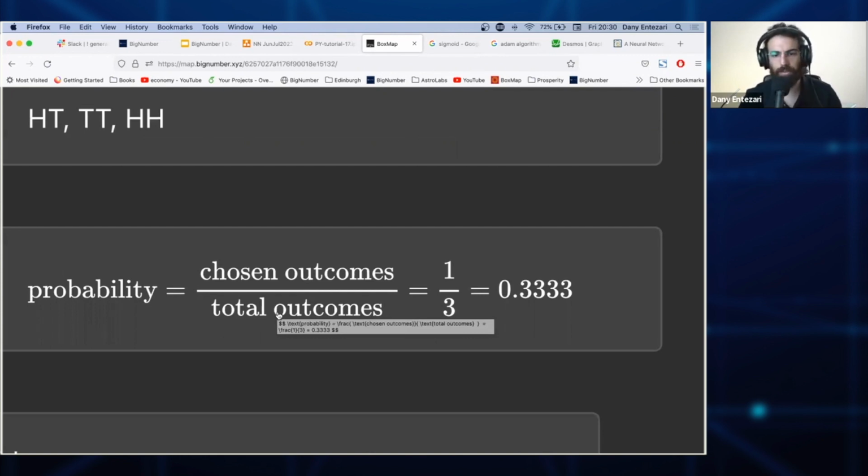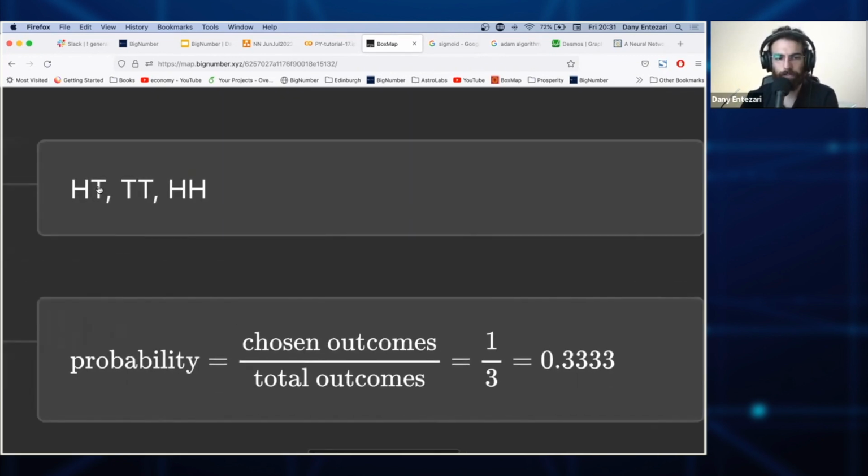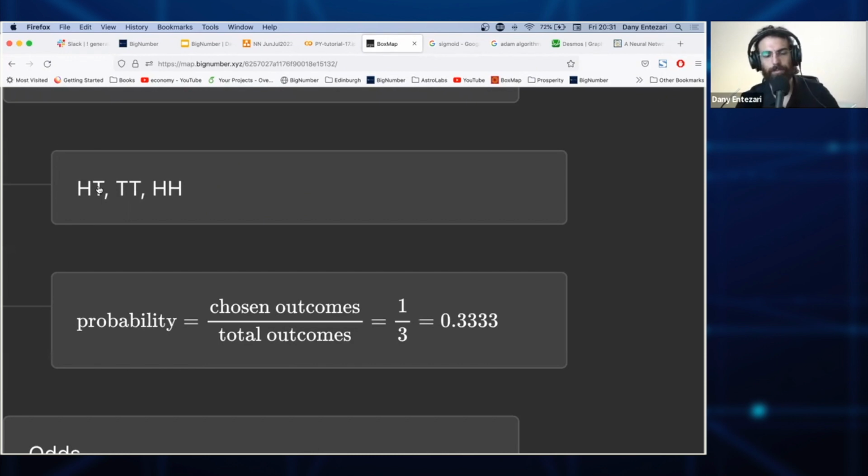So for example, let's consider flipping 2 coins, and you want to know the probability of getting either heads and tails, or 2 tails, or 2 heads. The total number of outcomes is these 3. You can get 2 heads, 2 tails, or 1 heads and 1 tails. And this is a combination, not a permutation, so we don't care about the order of the coins. It doesn't matter if you get tails then heads or heads then tails, it's the same thing.